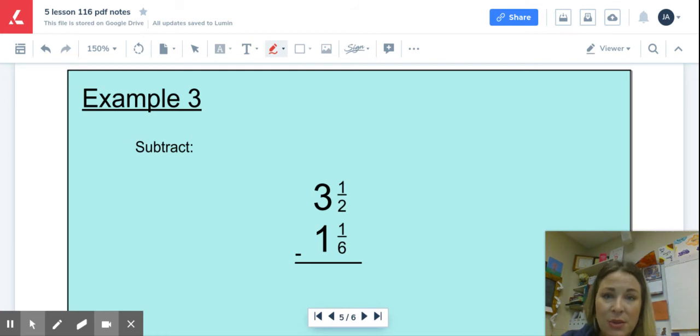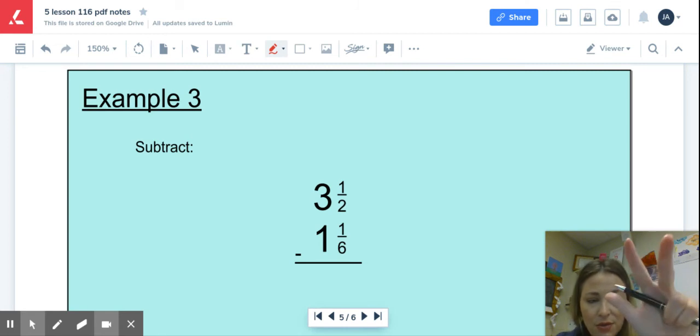6, of course, is a multiple of 6. 6 times 1 is 6. So now we're asking, is 6 a multiple of 2? Well, 2 times 1 is 2. 2 times 2 is 4. 2 times 3 is 6. Yes, we can use it.